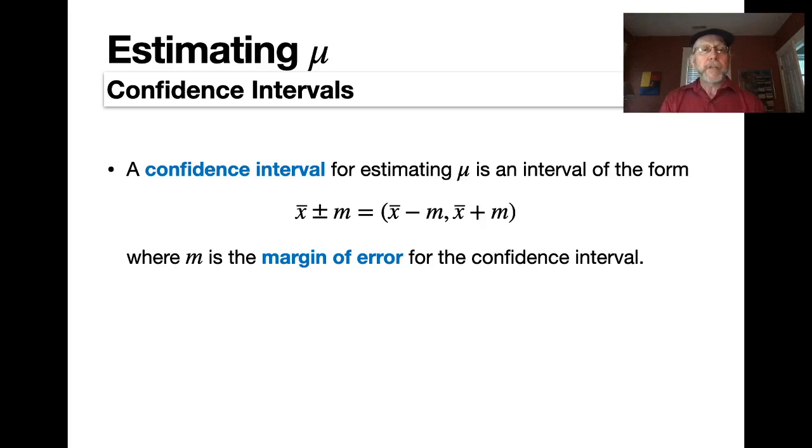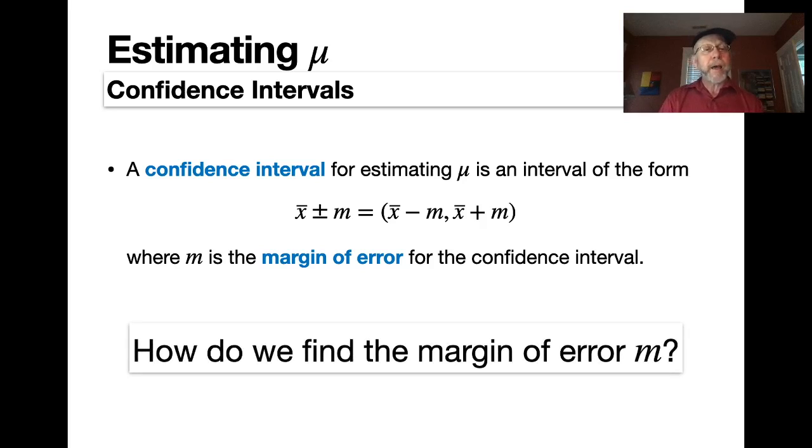So a confidence interval for estimating mu is an interval of the form x bar plus or minus a margin of error, which I'm denoting here by m, and that interval is denoted this way as just the interval from x bar minus m to x bar plus m. And again, m here represents the margin of error for the confidence interval. So the question becomes, how do we find this margin of error m?